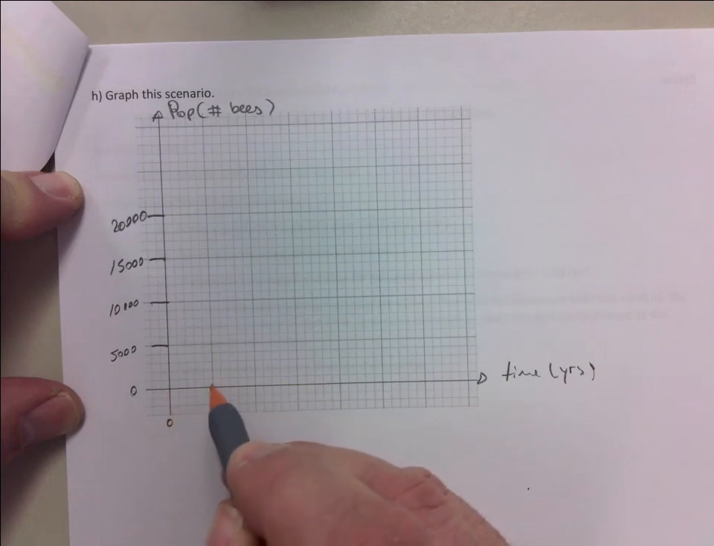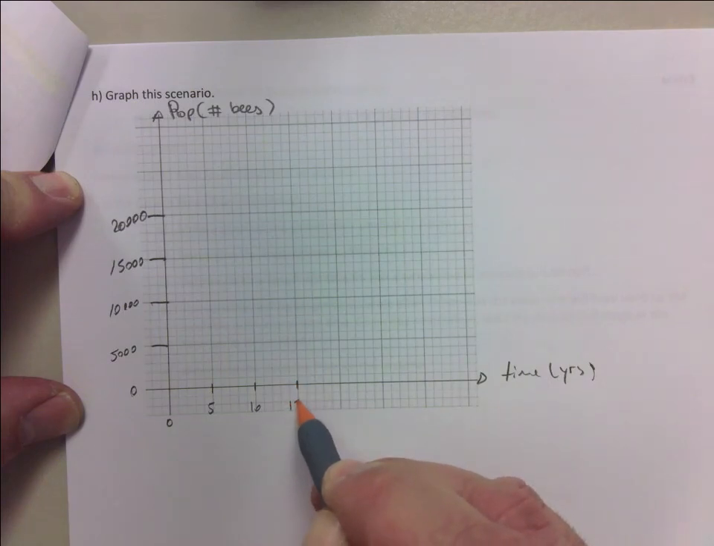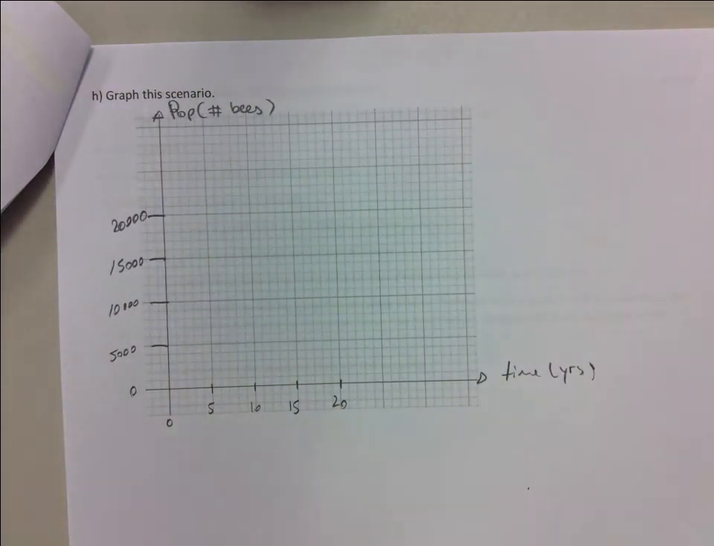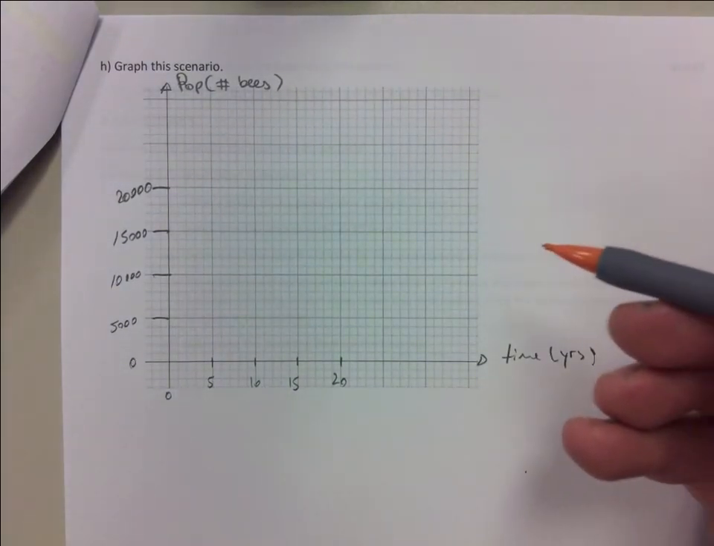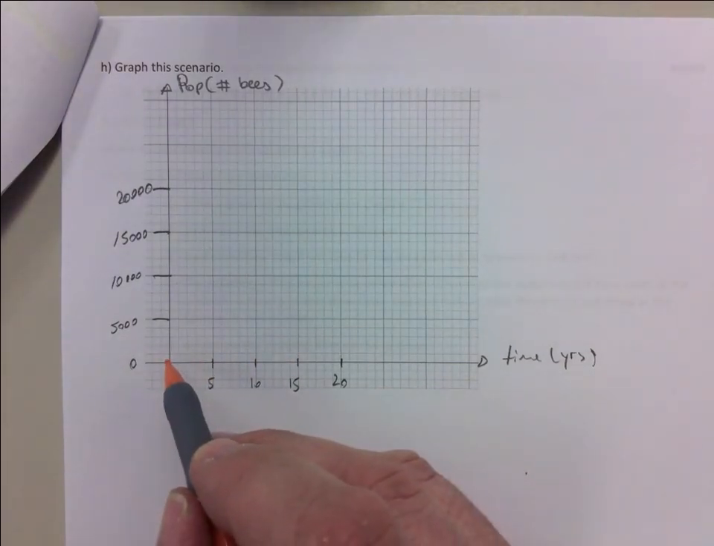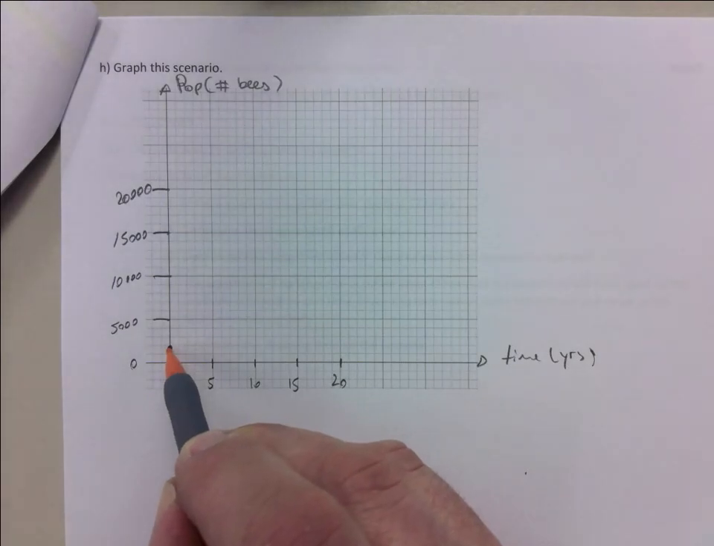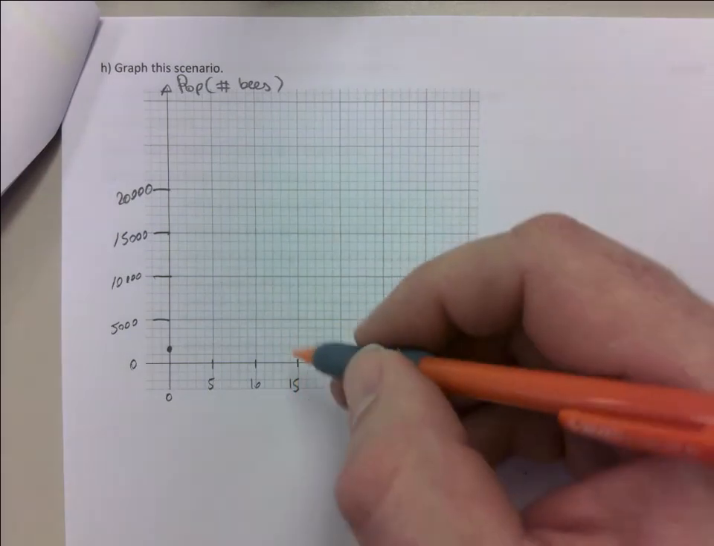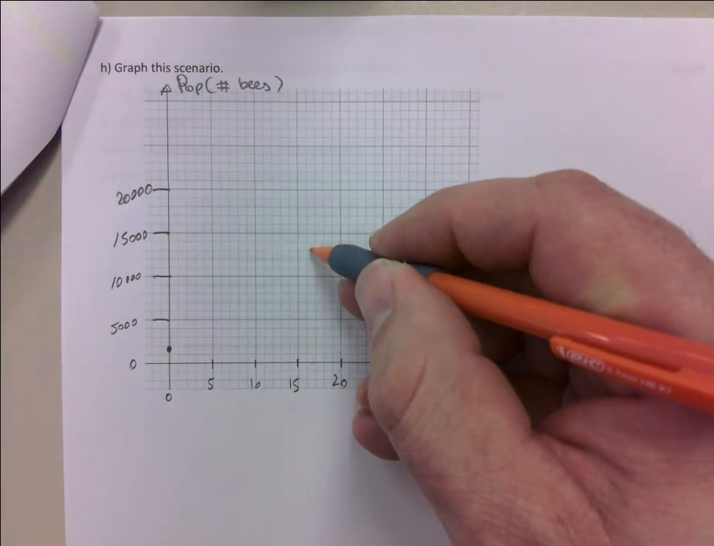Same with time. How far do I need to go out with time? According to my domain, I need to make sure I have enough to get all the way to 16.48. So I'll put my initial point. This is 1,000 here, so this is 1,500 right there. Now I'll go to 16.48, which is right about there, and I'll match it with 15,000.